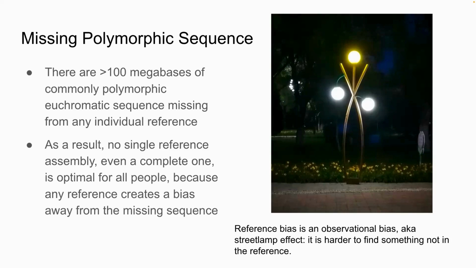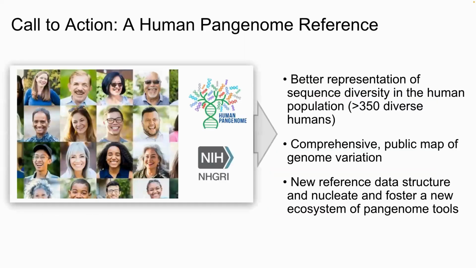So how do we go about completing this and making a reference that doesn't represent, serendipitously, one individual, because the current reference is basically one individual. It's about 70% from an African-American admixed individual from Buffalo, New York. How do we move beyond that and get to a reference that truly represents everybody as closely as we can?